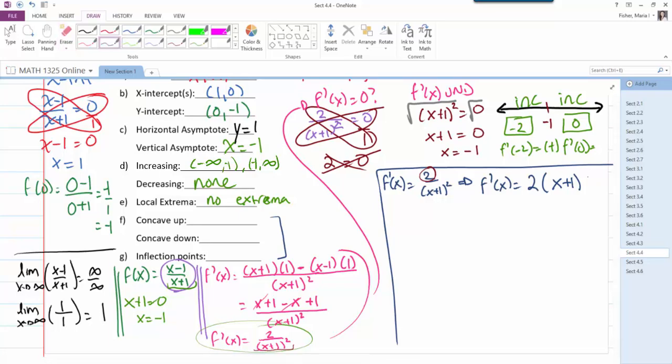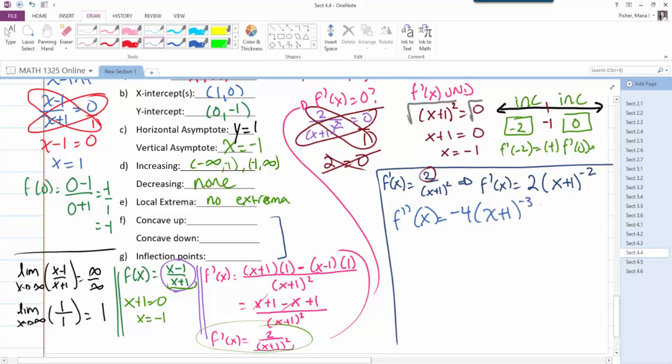Because 2 is just a number, I can take what's in that denominator, make it a negative exponent, bring it up, and just use the chain rule. So the derivative here, f double prime of x, is going to equal 2 times negative 2, which is negative 4, times x plus 1 raised to 1 less, which is negative 3, times the derivative of the inside, which is 1. So if I clean that up, the second derivative is negative 4 over x plus 1 cubed.